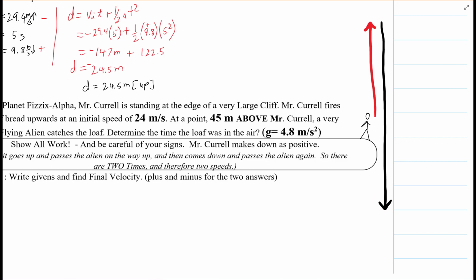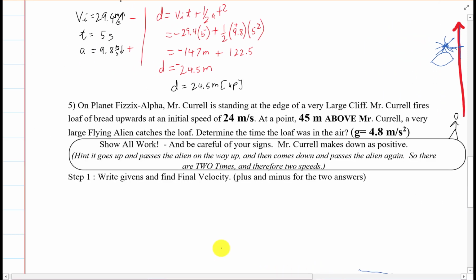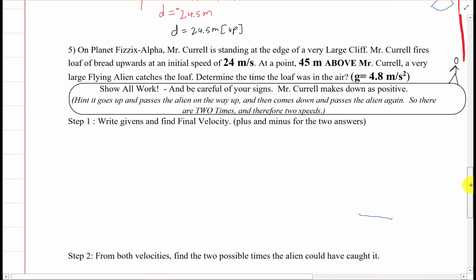But if there's an alien here standing on his aircraft and he's catching it, that's not weird alien here. He's going to have lots of arms. There's weird alien, and he catches it here. It passes on the way up, and it passes back on the way down. So there are two answers that it could be. He could catch it as it goes up, or catch it as it goes down. So give it a shot.